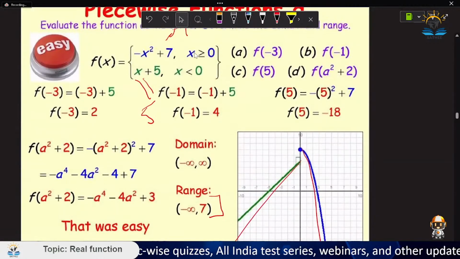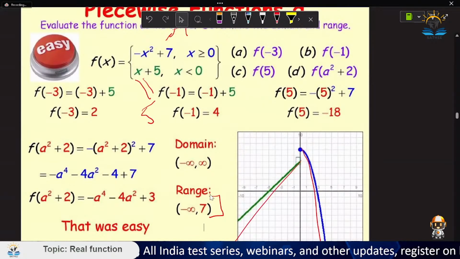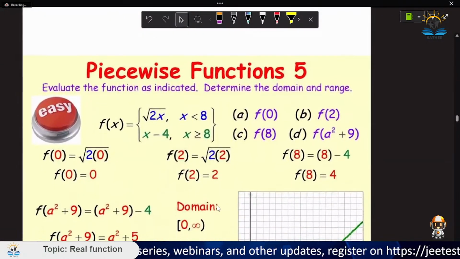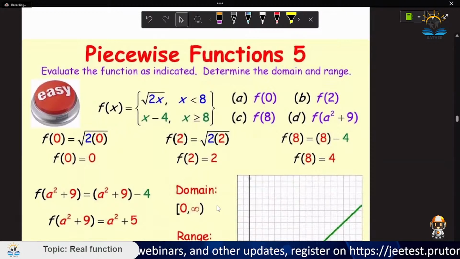Because there is an equality sign at x greater than or equal to 0. And if we take x equal to 0 here, we get a value of 7, right? There should be a square bracket. Yeah, so let's see another function.